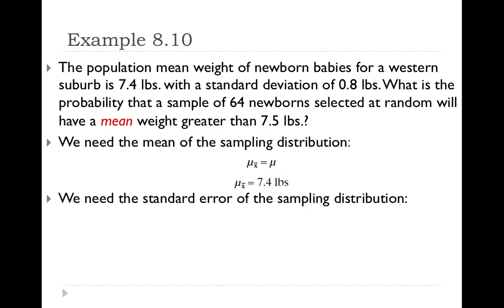We need the standard error of the sampling distribution. So we're going to use our formula. Sigma subscript x bar, the standard deviation of the sampling distribution, which is known as the standard error, equals the standard deviation of the population, 0.8, divided by the square root of the sample size, 64. So 0.8 divided by the square root of 64, and that gives us 0.1.